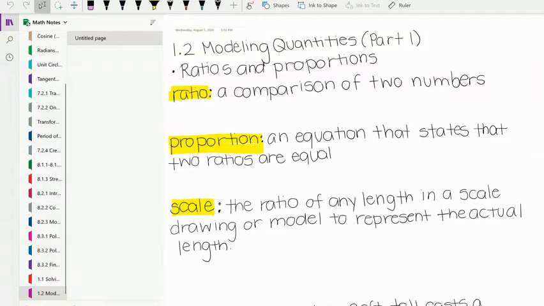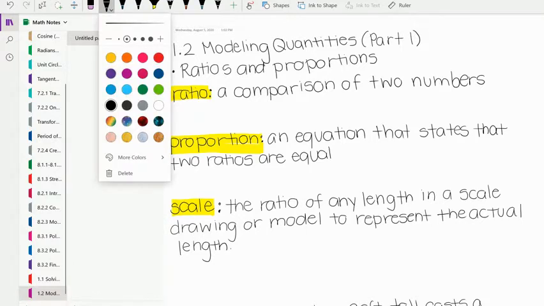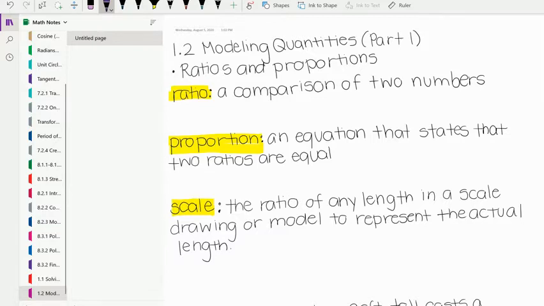This section is 1.2 on modeling quantities, and it's part 1, which we're going to focus on ratios and proportions. So the first thing that we're going to do is just look at the definition of these items. We have a ratio, which is just a comparison of two numbers. Often you'll hear things like the ratio of boys to girls was 10 to 21.